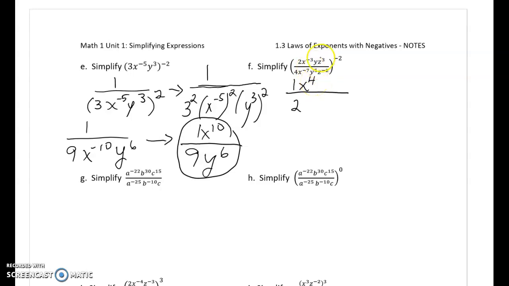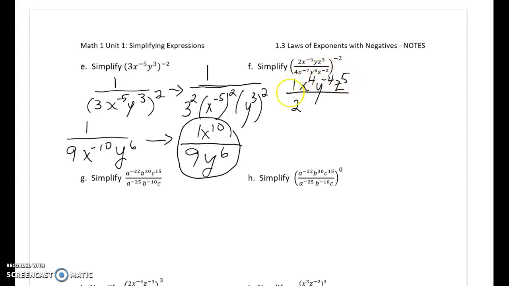We do the same thing with the y's. We have y to the first divided by y to the fifth. Top minus bottom exponent gives me y to the -4. With the z's, z cubed divided by z to the -2. Quotient rule says keep the base, subtract top minus bottom exponent. 3 minus a -2 is a +5.